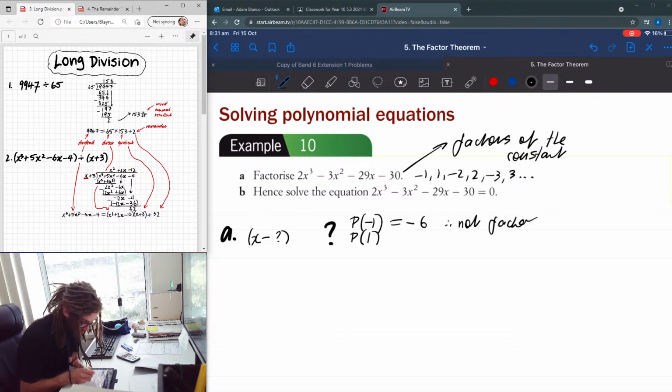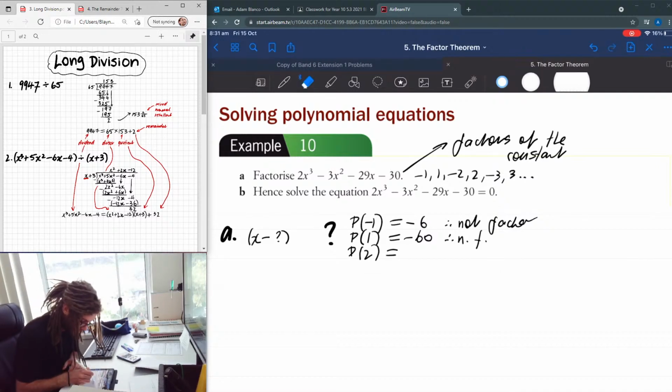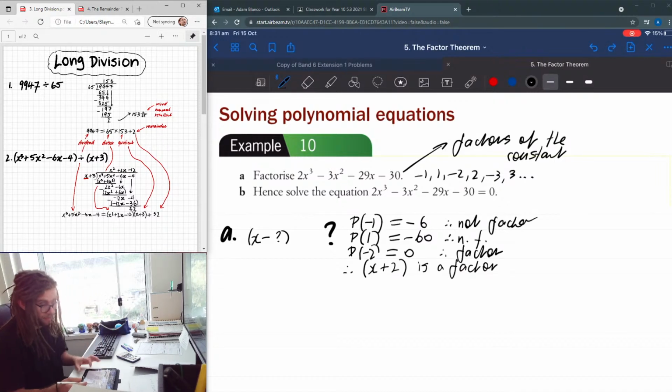I put P of 1 in there, I get negative 60. Therefore, not a factor. If I put negative 2 in there, I get 0. So that means negative 2 is a root, and therefore x minus minus 2, or x plus 2, is a factor. And so that's the thing I should now divide by.